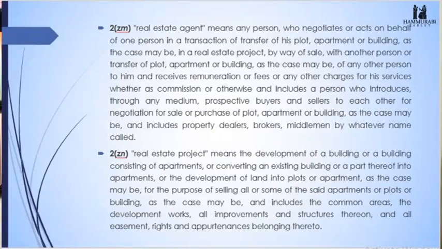Then we have 2ZM. Now this is the definition of real estate agent. Again if you see, the entire definition is very exhaustive. It contains not only the proper real estate agents, but it also contains property dealers, middlemen, referrals, because people thought that I will just refer this thing to the builder and based on that I will be getting commission, and hence since I am only a referral I will not be considered as a real estate agent. Now which is not the case as per this particular definition. 2ZN defines real estate project. As to what is a real estate project has been defined exhaustively in this particular definition.